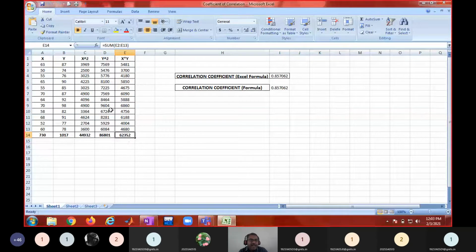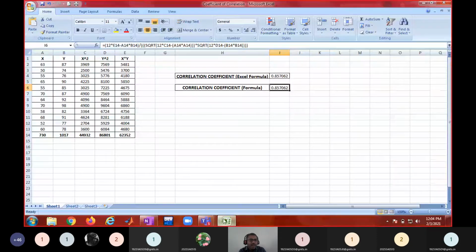Then I used the Excel formula to find out the correlation coefficient, which is CORREL, C-O-R-R-E-L. CORREL of x data, which is A2, it should be A2 to A13, and B2 to B13. You get 0.857062. So this is directly from the Excel formula, without using any formula of ours. And this is the value I computed using our formula.